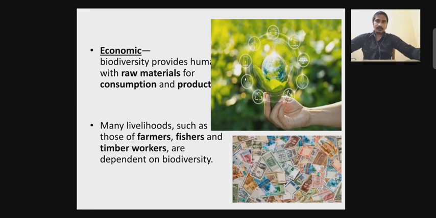Most of the farmers or traders, fishers, timber workers, they are all dependent upon this biodiversity because they sell the different forest products as well as non-forest products such as honey, wax, etc., or the rubber, sap, etc. They are totally dependent on those products for their livelihood.